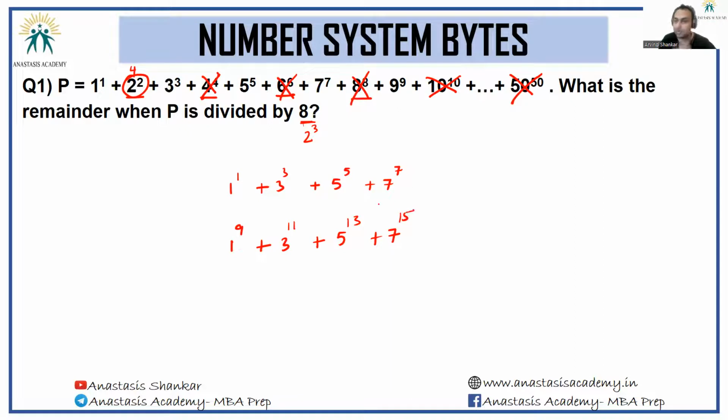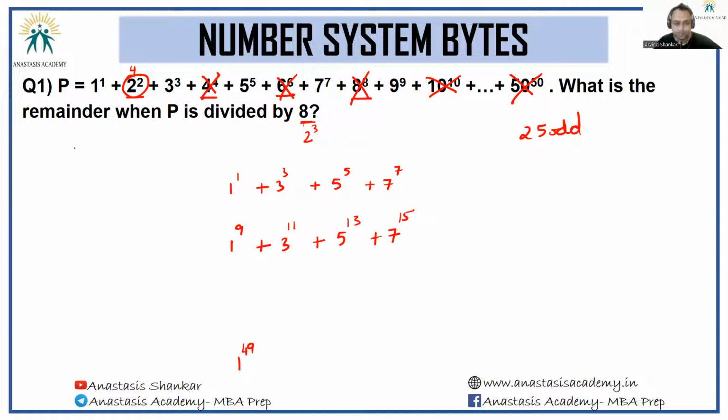And this storyline will keep on happening for every set of 4 odd numbers. How many odd numbers do we have? We have 25 odd numbers. So we will have 6 such groups. And finally, I will have 1 raised to the power 49 extra.